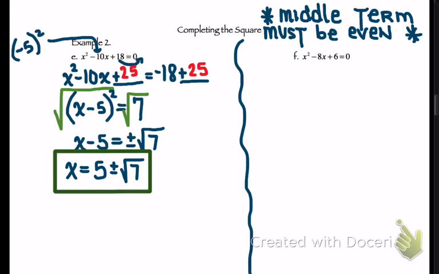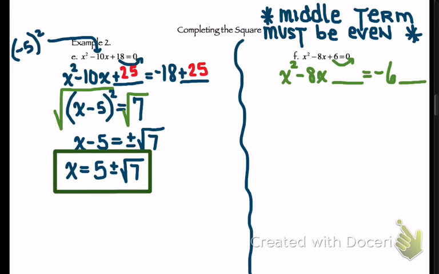Okay, letter F. Let's try again. Let's see if we can factor it first. Two numbers that multiply to get 6, but add to get negative 8, not possible. So my second thought process is, can I complete the square? Okay, middle term is even, so I know I can complete the square. How do I do that? I start by taking that 6 and moving it to the other side. Notice that I left room to complete the square.